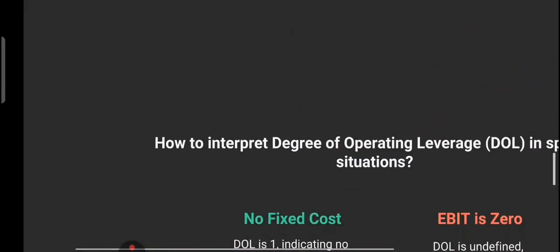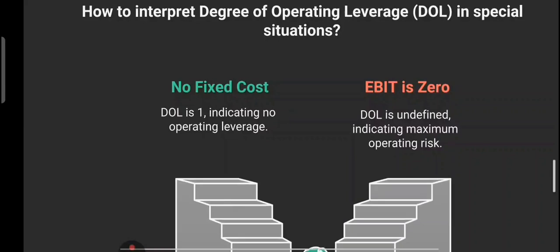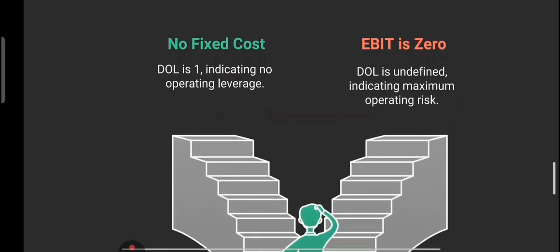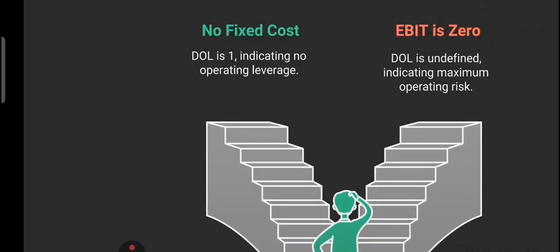Now the most important thing, how to interpret degree of operating leverage in a special situation. This is a very important thing. So let's decode DOL when things get extreme. Let's explore how the degree of operating leverage behaves in two very special and very opposite situations. The scenario number one is having no fixed cost, right? So what does it mean?